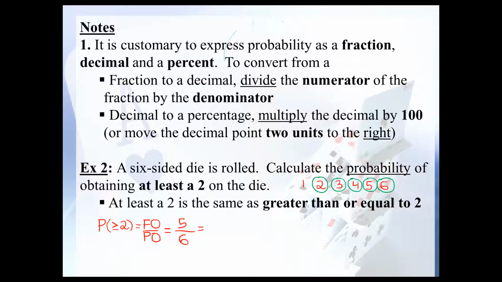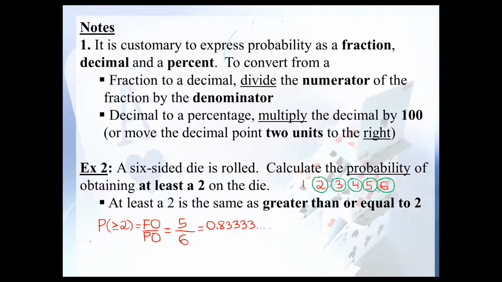Now, if we plug this into our calculator, we're going to get a repeating decimal number. So again, 5 over 6 means 5 divided by 6. So you plug that in, you get 0.83333, etc. Now, we need to round this.